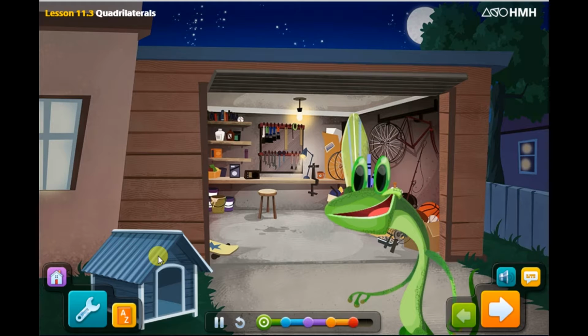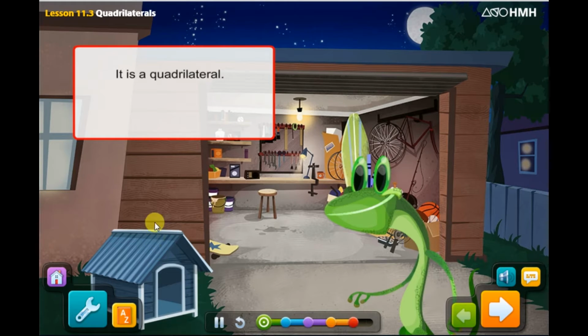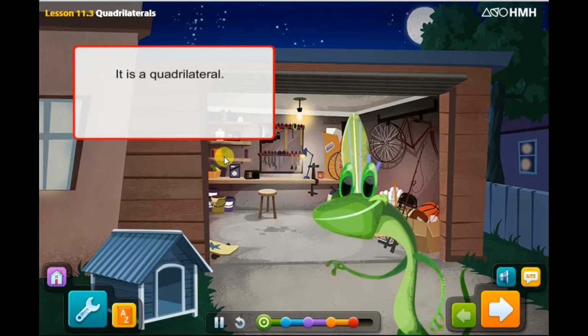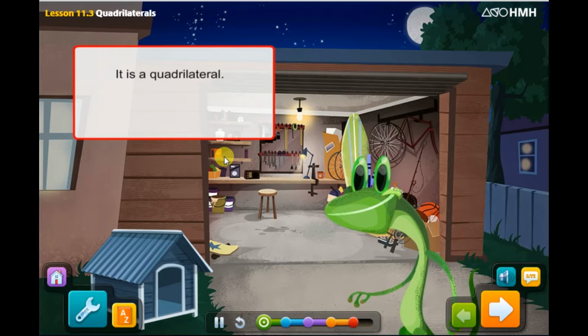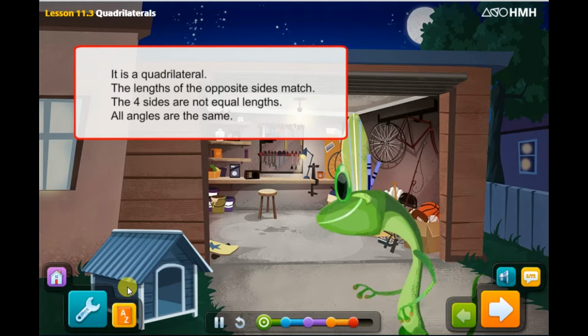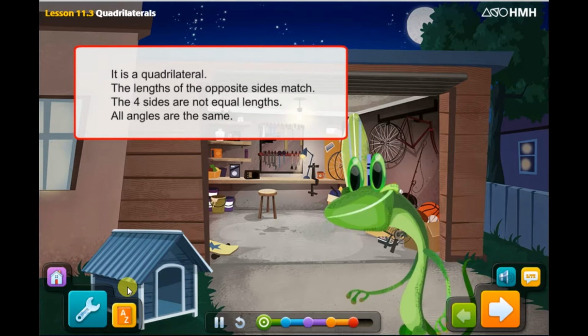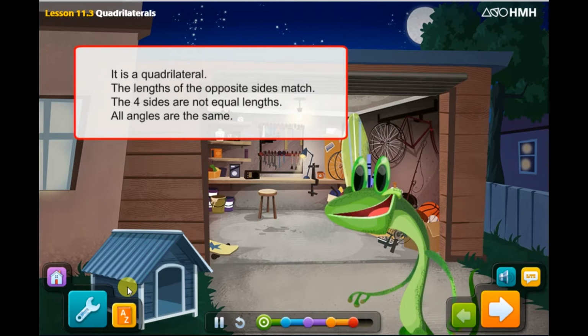Let's see. This panel of the roof has four sides. Hey, that means it is a quadrilateral. The opposite sides match in length, but all four sides are not the same length. All the angles are the same. I wonder what type of quadrilateral this is. Can you help me figure it out? Let's go take a look.